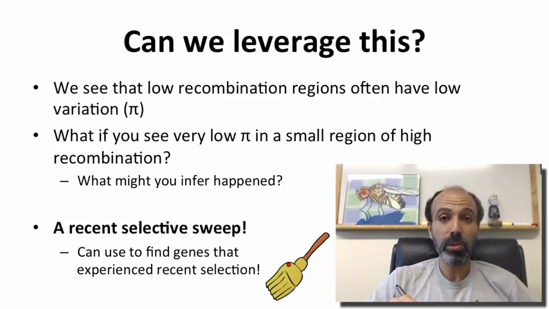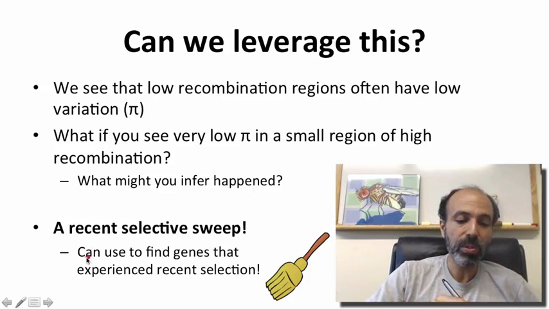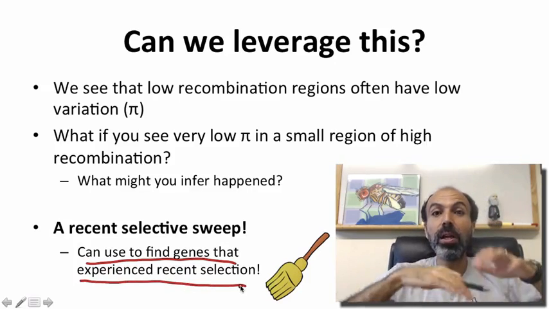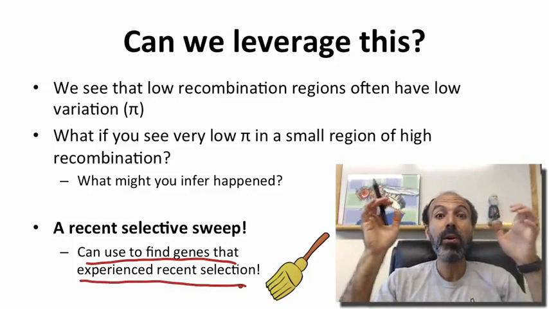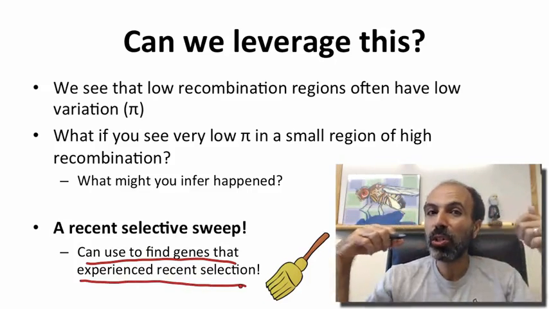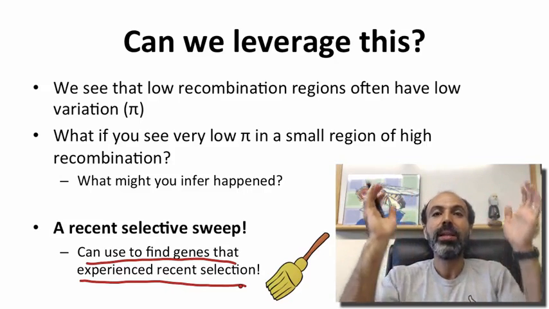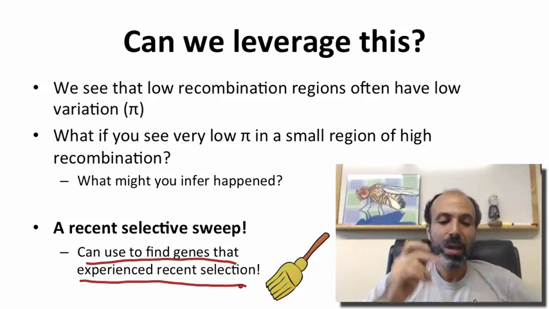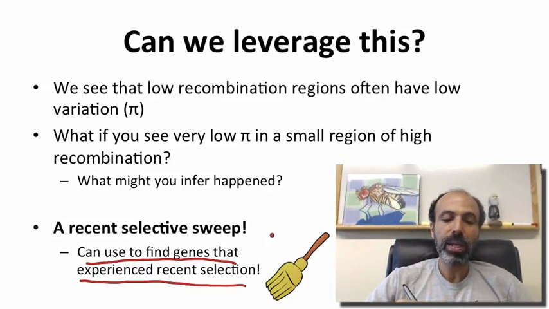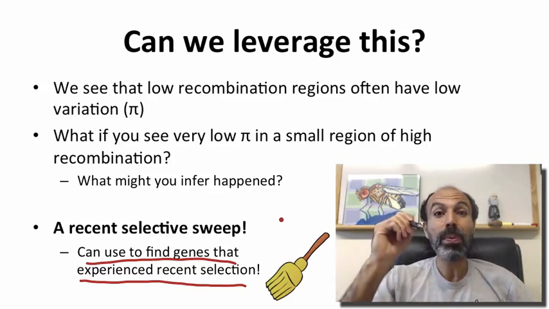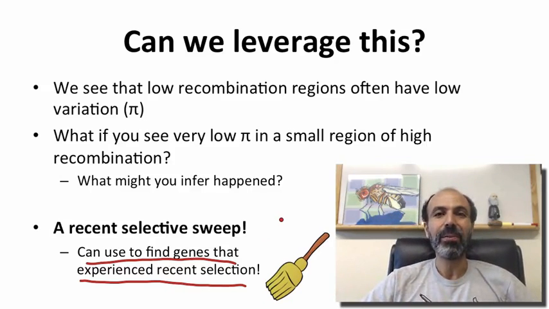Now, what people do and have been doing and are continuing to do is we're using this to actually find genes that have experienced recent selection. Looking across the genome at regions that we know have high recombination and thus should have high pi, high nucleotide diversity. But when we see a small stretch of it that has unusually low pi, that could suggest that there has been a recent selective sweep and that there might be a very interesting gene to study there.